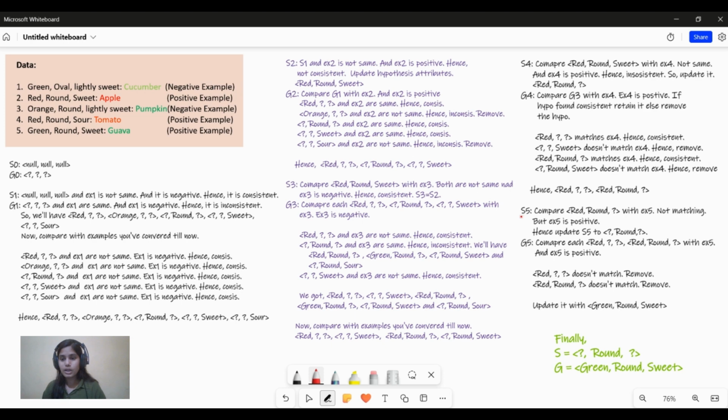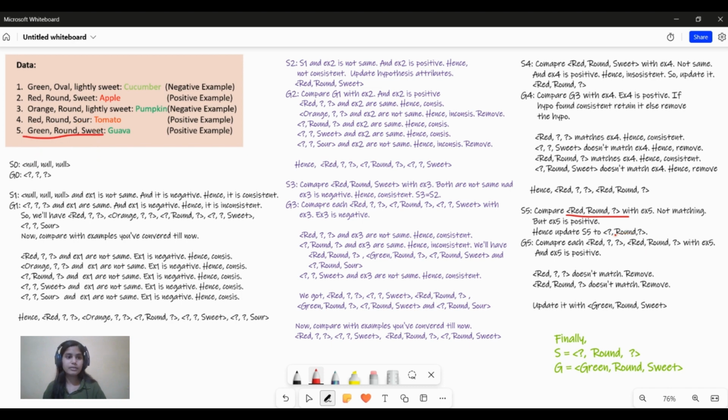Let's go to the next example, which is the fifth example, and it is a positive example. So we will compare the specific hypothesis with this. Red, round and question mark compared with green, round and sweet. Red, we will replace with question mark. Round will be retained as round. Sweet, we have question mark. So we have question mark, round and question mark. So this is the updated hypothesis.